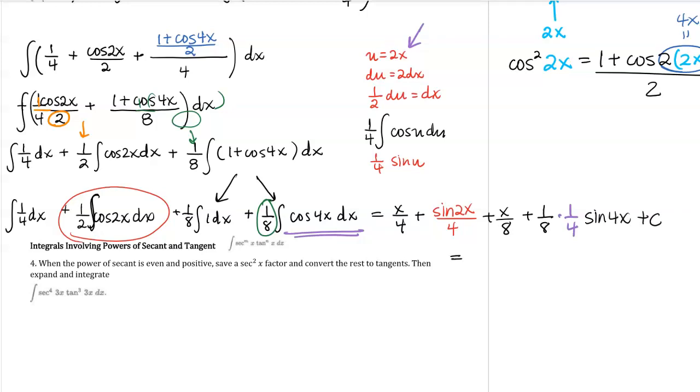So our final answer, these two can combine, make a common denominator of 8. So you have 2x over 8 plus x over 8 is 3x over 8 plus sine 2x over 4 plus 1 over 32 sine 4x plus c.